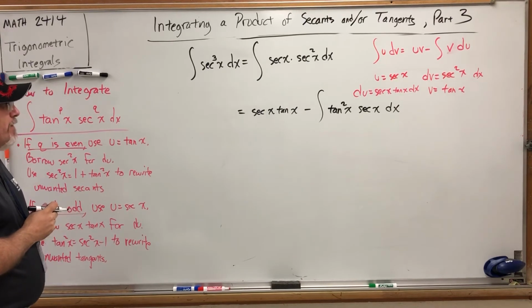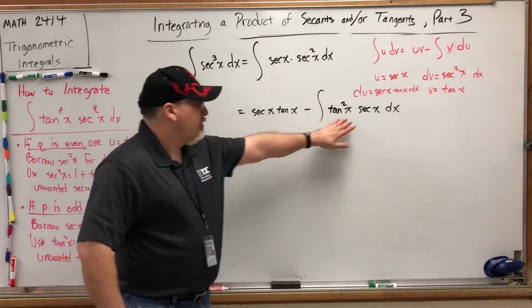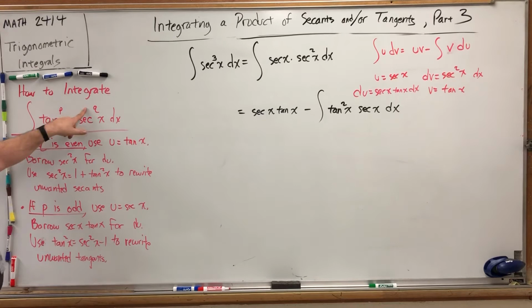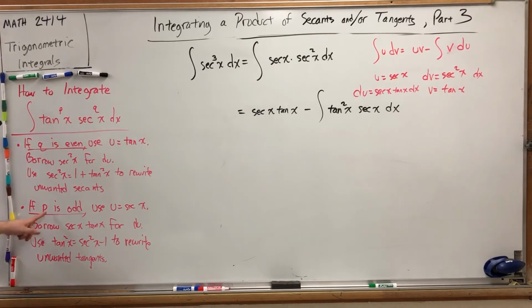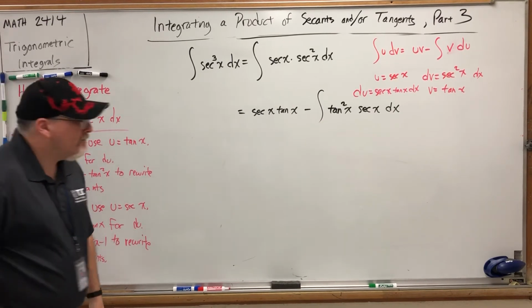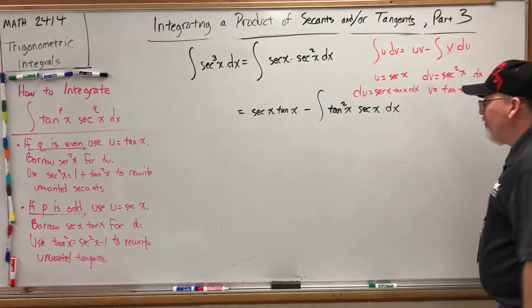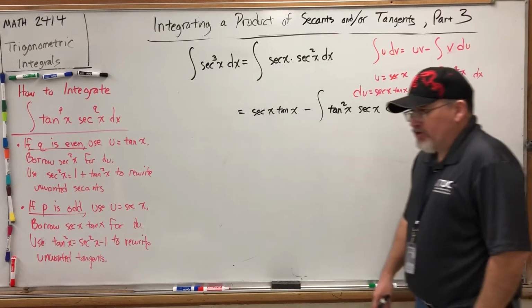And again, integration by parts doesn't do an integral, it just changes it. But let's see if we can do this integral using one of these. If q is even, if the power on the secant is even, it is not. The power on the secant is 1. If p is odd, if the power on the tangent is odd, it's not. All right, so we change it from one integral that we can't do into another integral that we can't do. But I'm not giving up yet, because we're integrating trig functions.